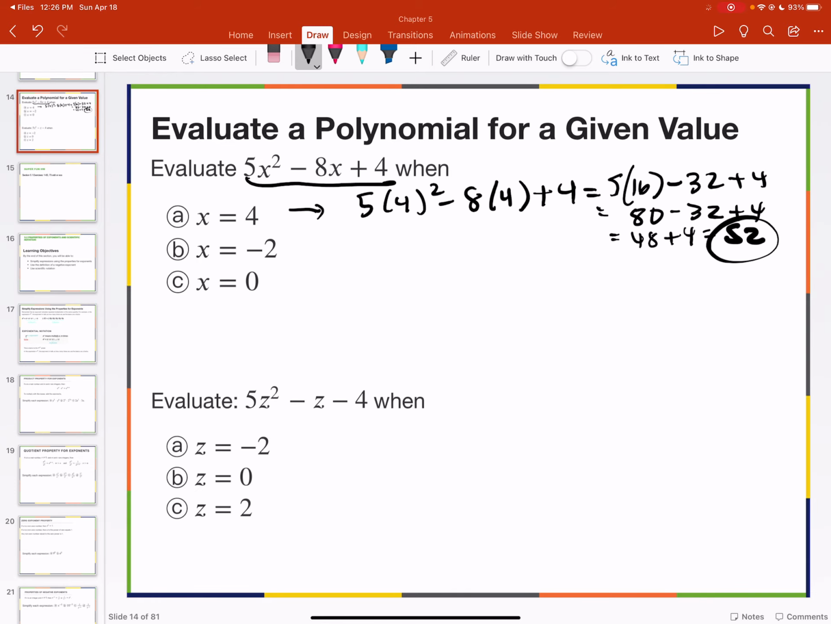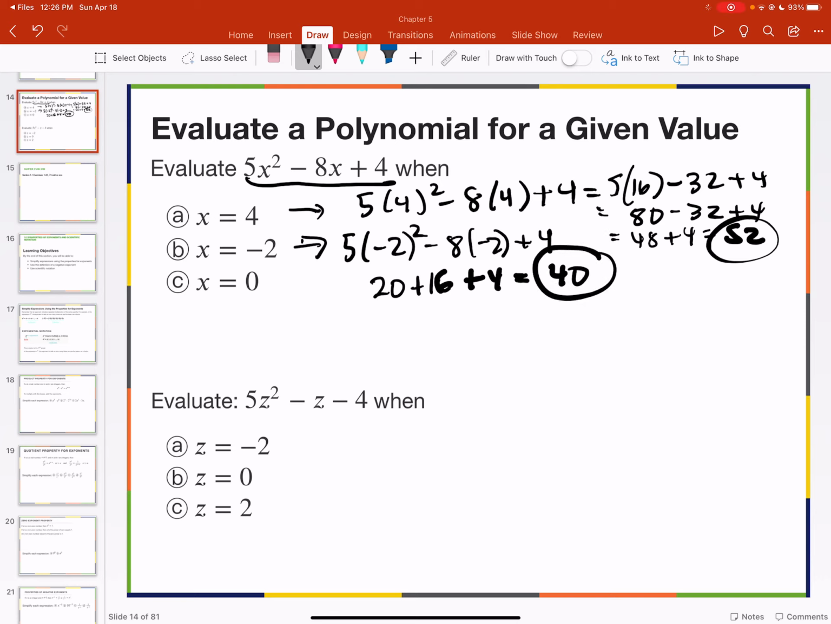Sorry about that. I feel like we did these already, but maybe I'm crazy. 5 times -2 squared minus 8 times -2 plus 4. And then I have here 5 times -2 squared is 5 times positive 4, so that becomes 20 plus 16, negative times a negative is a positive, plus 4. And then this is 40. I'm pretty sure we did these already, but whatever. I'm sorry if we did. 5 times 0 squared minus 8 times 0 plus 4. These are going to cancel and you get 4. Yeah, I'm pretty sure we did this.